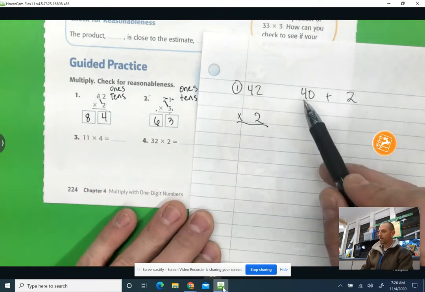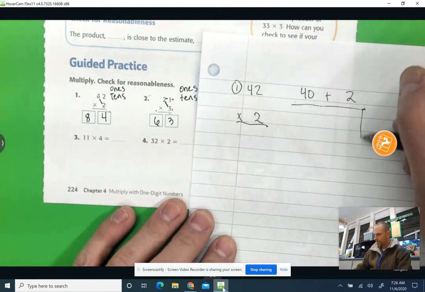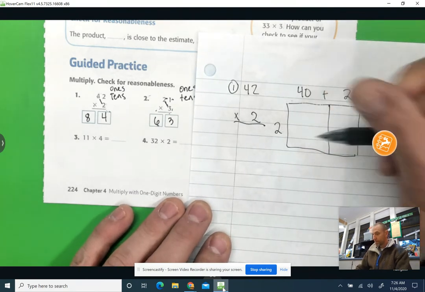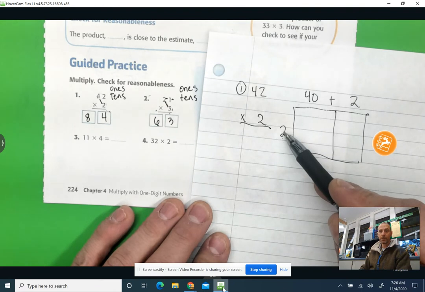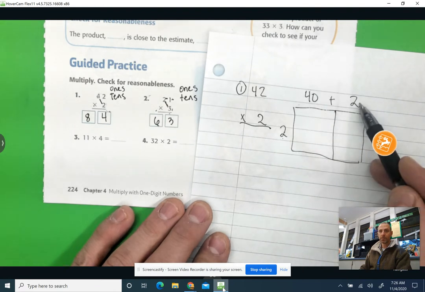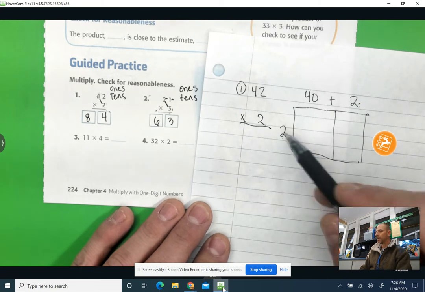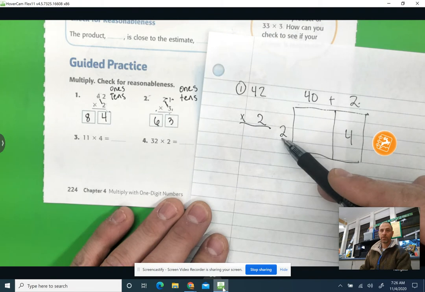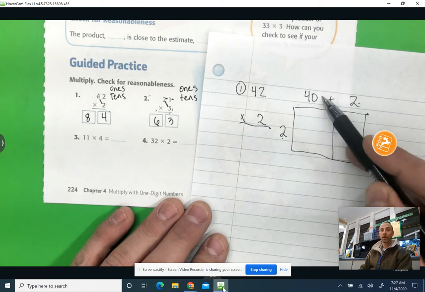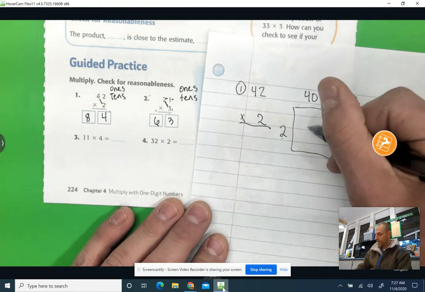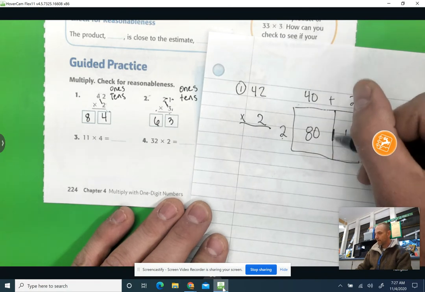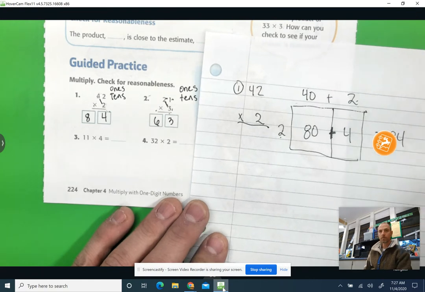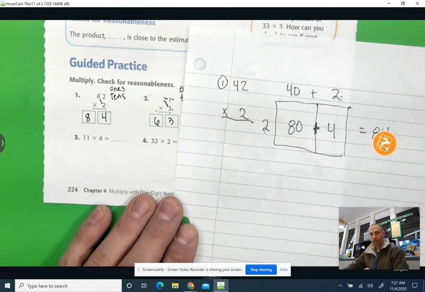Okay, and now we can draw our area model. Break it apart, put your 2 off to the side, and you're going to give your 2 to the 40 and your 2 to the 2. Okay, so you got 2 times 2 is 4, and 2 times 40 is 80. 80 plus 4 gives us 84. Okay, so there's your area model.